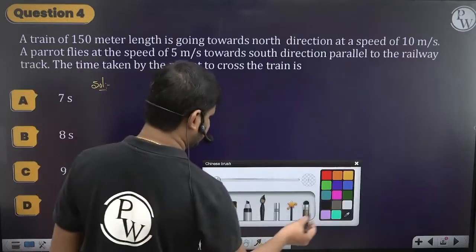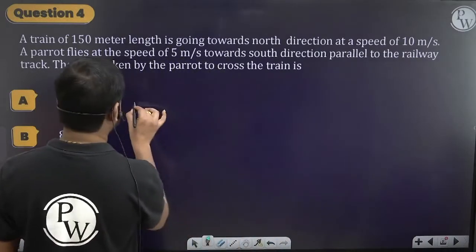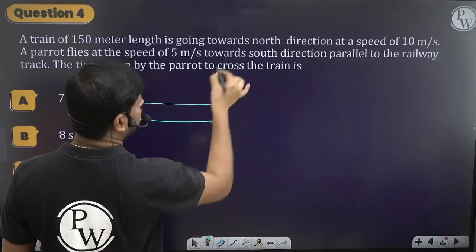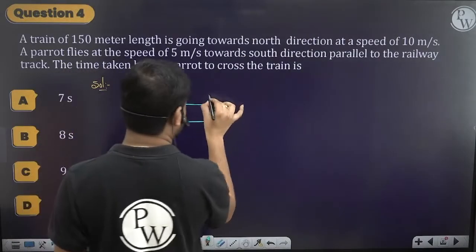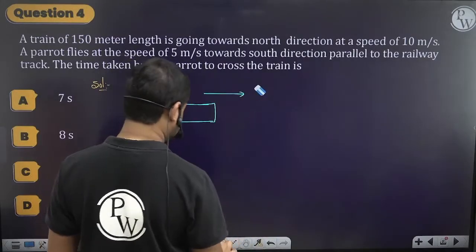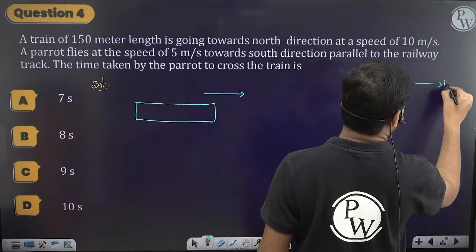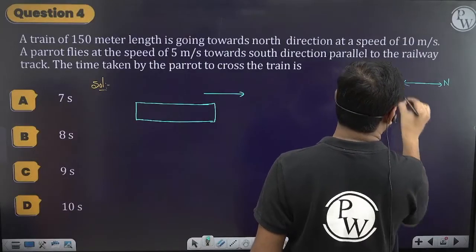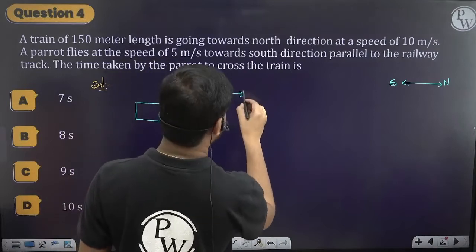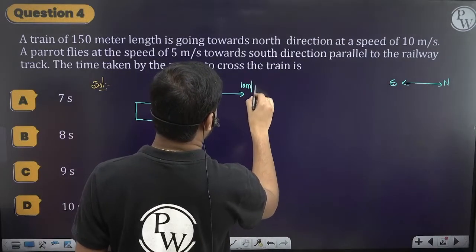So see here, again the simple concept. First there is a train, and this train is moving towards north. Let's consider this side as north, and this side as south. It is moving at a speed of how much? 10 meters per second. Fine.